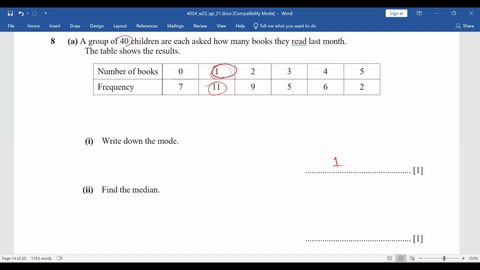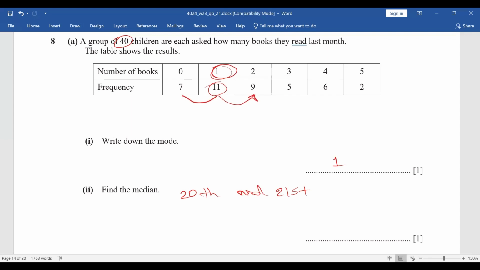Find the median. The total number of children, the total frequency, is 40. So 40 divided by 2 is 20. We have to take the 20th and 21st values. So let's add the frequencies: 7 plus 11 is 18, 18 plus 9.